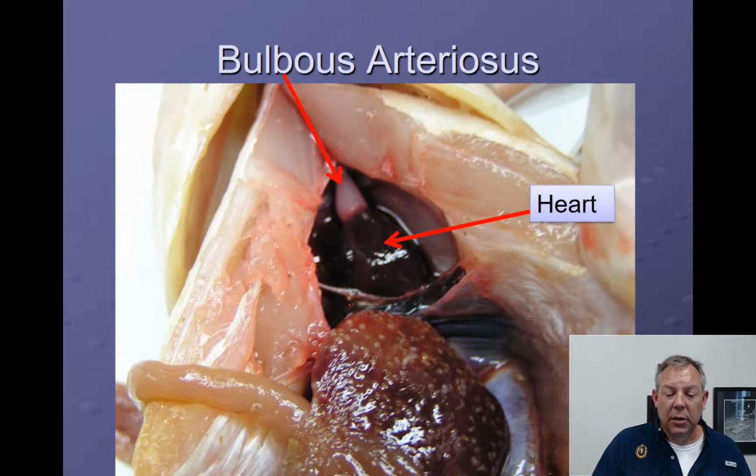And in case you're wondering, in this particular picture, this is a liver, and it's heavily infected with some sort of fluke parasite. And so that's not a typical liver, just in case you were wondering.